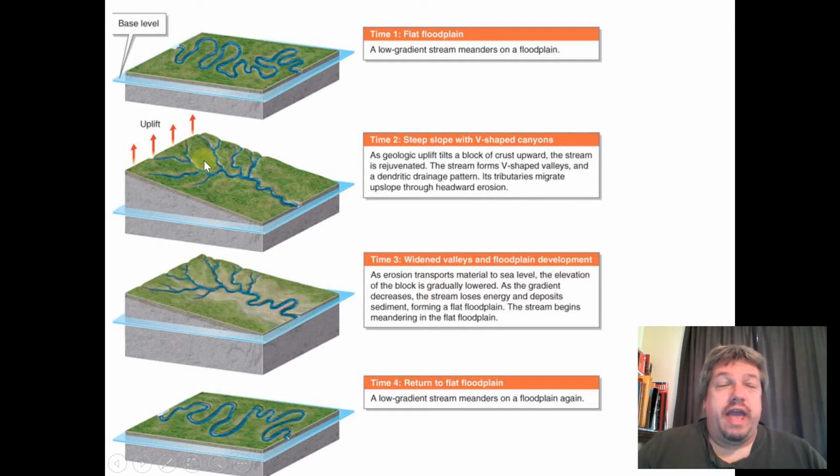So it gets more energy, and it starts cutting V-shaped valleys. And over time, those valleys get wider and erode. It can actually eventually wear this all back down to flat again. So it only happens because of that uplift.